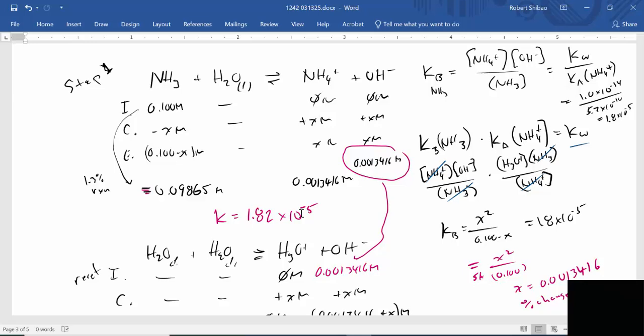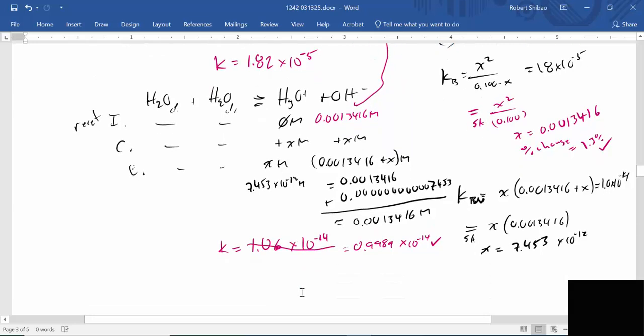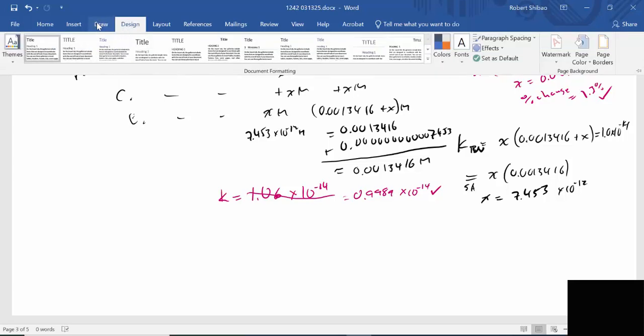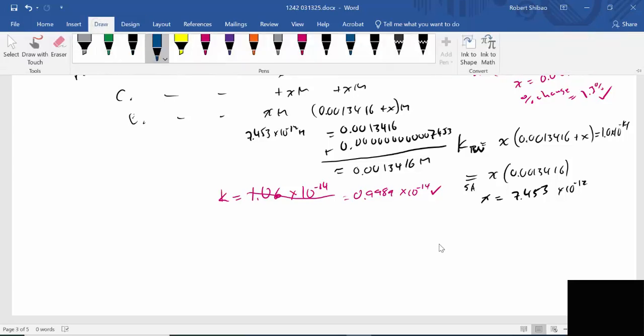Maybe I should carry more digits, or maybe I shouldn't have used the simplifying assumption here. I used the simplifying assumption, which is 1.3% error, but I got it mixed up. The other one, the H2O, was a good one. But anyway, going back to this, I didn't justify the simplifying assumption here. I didn't justify it because automatically it looks good. So let me justify that here. You should justify it too.